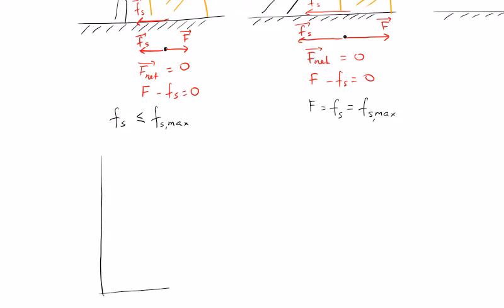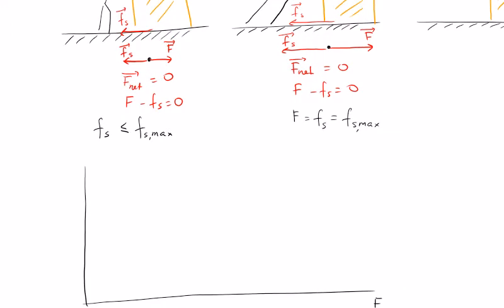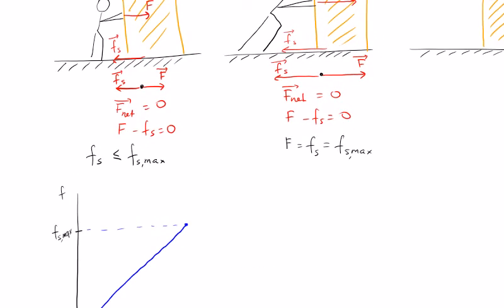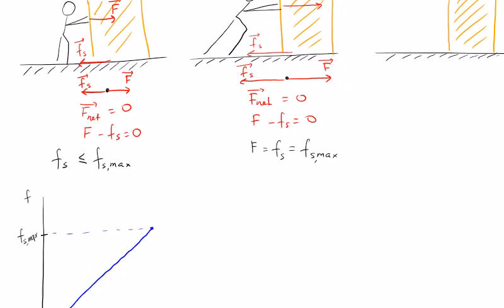If we were to graph the situation, I would put 2 axes, where on the horizontal axis I have the applied force, on the vertical axis I have the frictional force, and suppose that we have the maximum static frictional force here. As you increase the applied force, the frictional force increases until it gets to a certain point where it is the maximum static force. This is the second case, where static force is reaching its maximum.